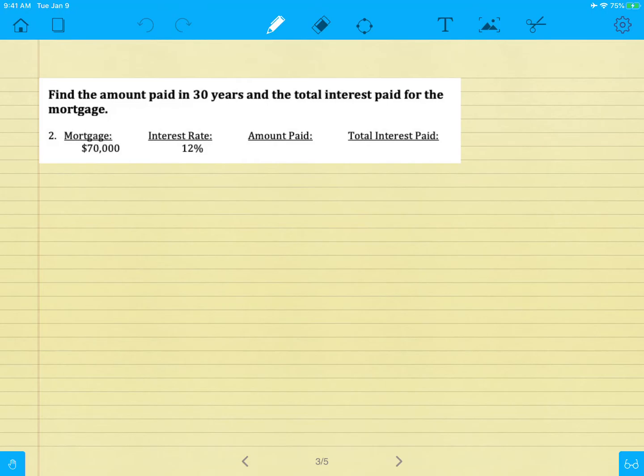You have a $70,000 mortgage. You're going to do an interest of 12% for 30 years. Again, where I'm getting 30 years is up here. And I want to figure out the total amount that you're going to pay, and then the total interest that you're paying the bank, the extra money, not just the 70 grand for the mortgage.